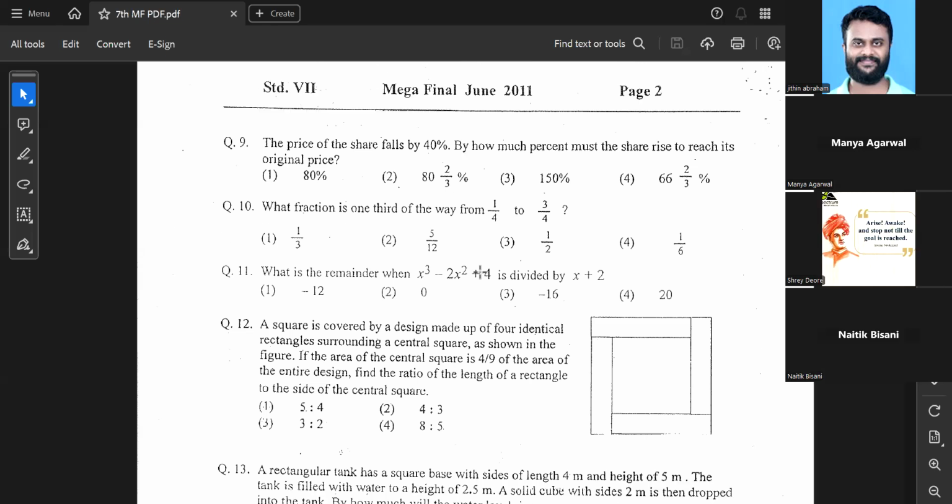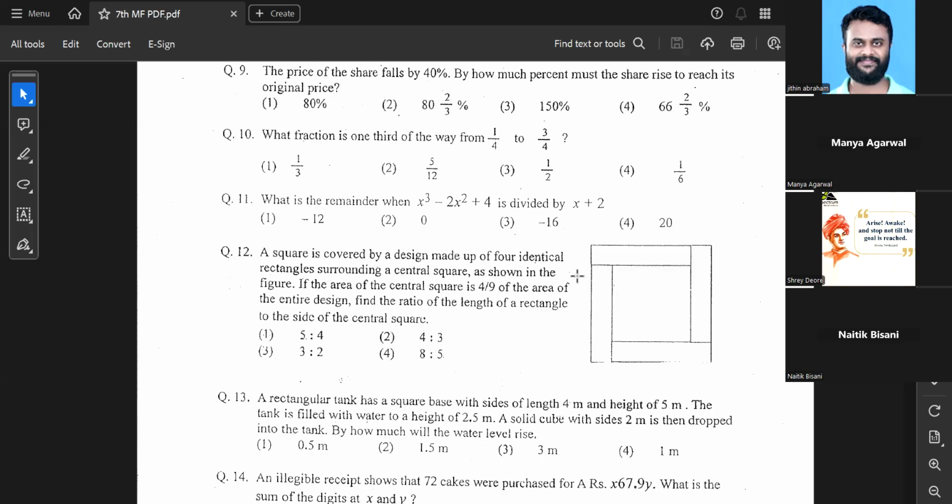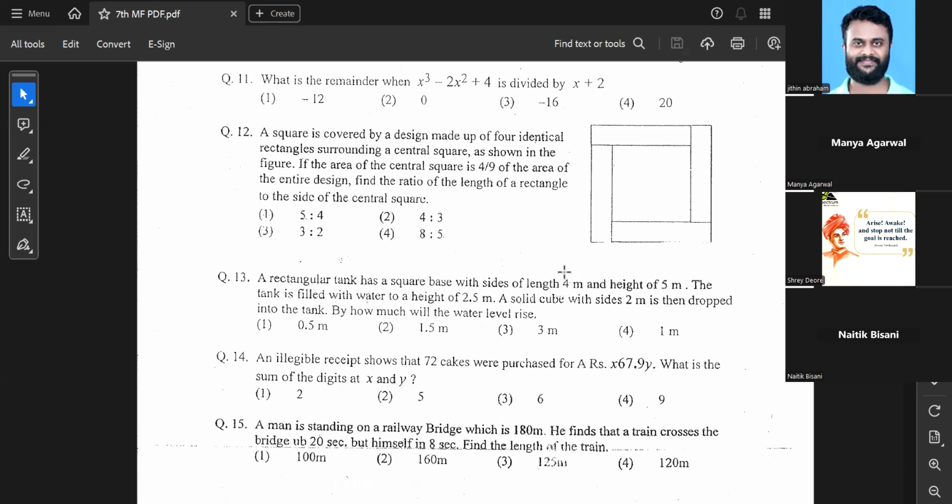Okay. In this paper, question 12 and question 13 are very difficult to solve. Okay, let me just check. So, without wasting any time, let me proceed to question number 12.